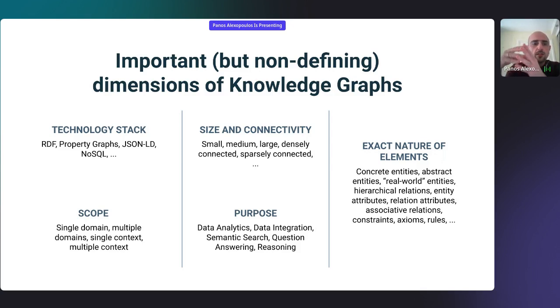Their scope can be in a single domain or multiple domains, and also their purpose can be multiple, right? There are knowledge graphs that are used mainly for data analytics, knowledge graphs that are used for data integration, for semantic search, for question answering, and lately even for enhancing AI applications, especially with respect to machine learning, using the knowledge graph as a way to inject structured knowledge into these systems, plus making them more explainable and more transparent.